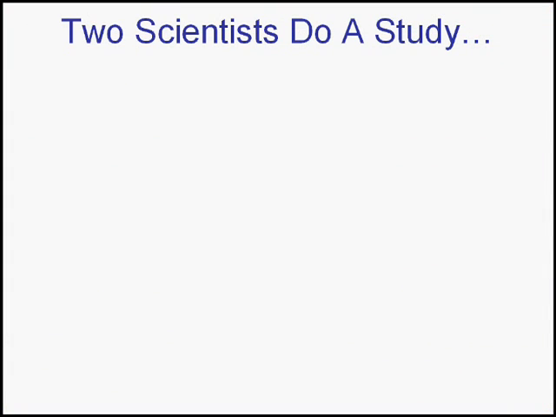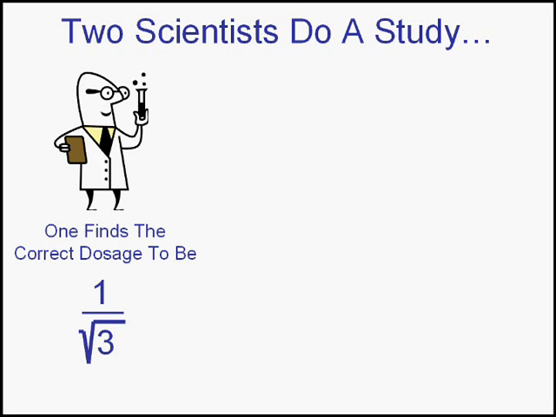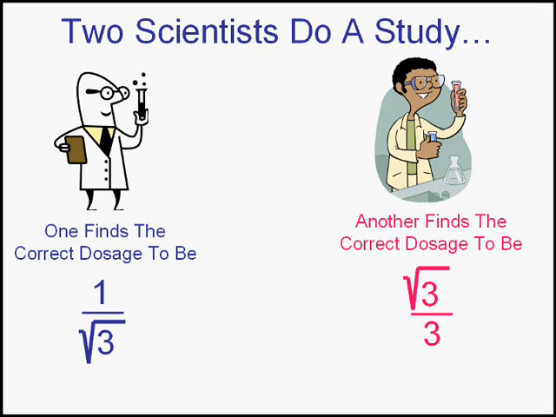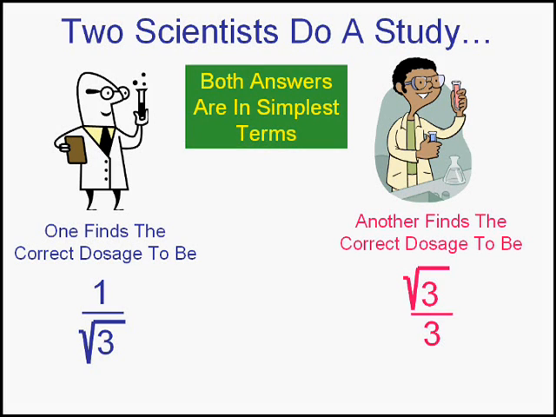Consider, if you would, two scientists doing a study, we'll say for the cure for cancer or something. One of them finds the correct dosage to be this value. Seems reasonable. It's a radical in a fraction, whatever it comes out to. Now another one says the correct dosage is this value, square root of 3 over 3. So they both think they have a different answer, and we want to compare their answers.